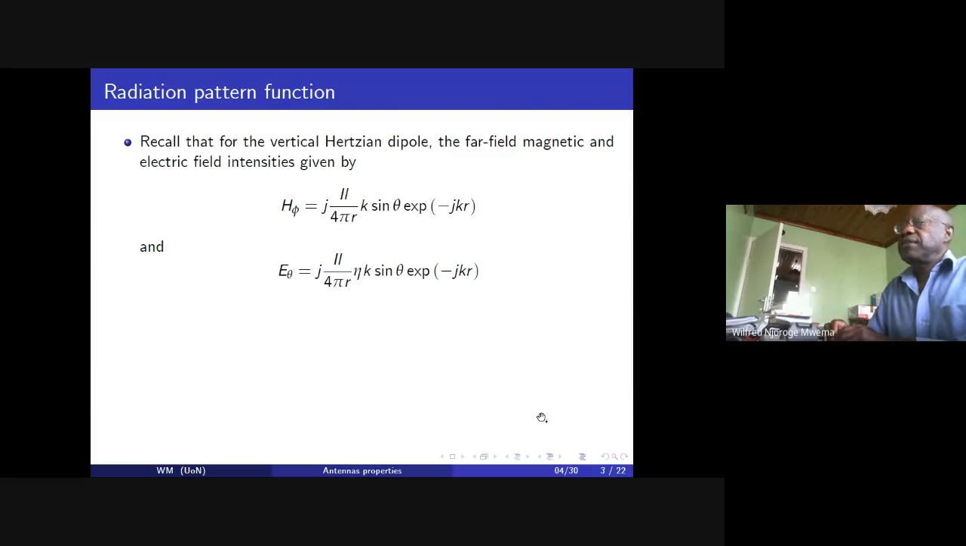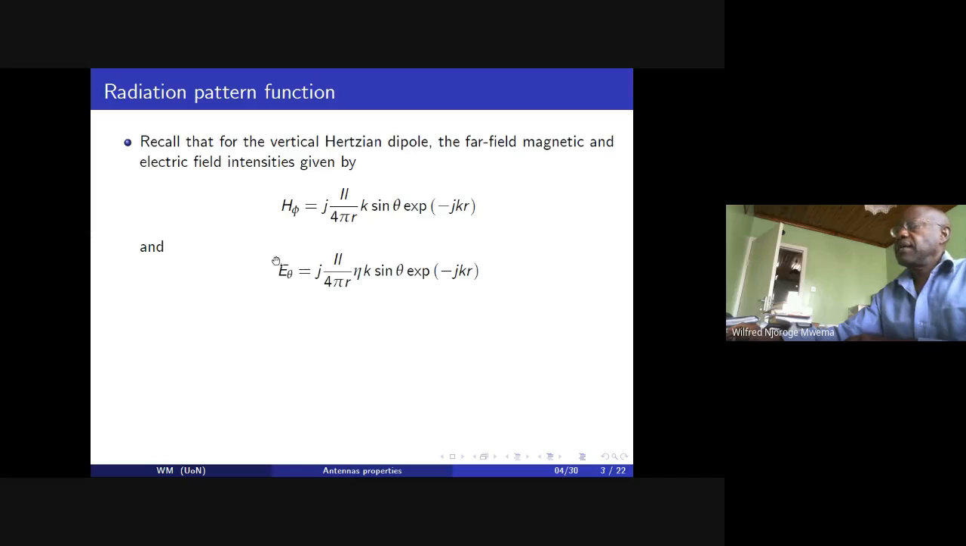So we recall that for the vertical Hertzian dipole, the far field magnetic and electric field intensities were given by H phi equal to j, where j is of course the complex number operator, that is root minus 1, multiplied by the current element divided by 4 pi and divided by the distance r from the dipole, and multiplied by the propagation constant k, the sine of theta, and the phase propagation factor, which we showed was just that of the plane wave, the exponent of minus j k r.